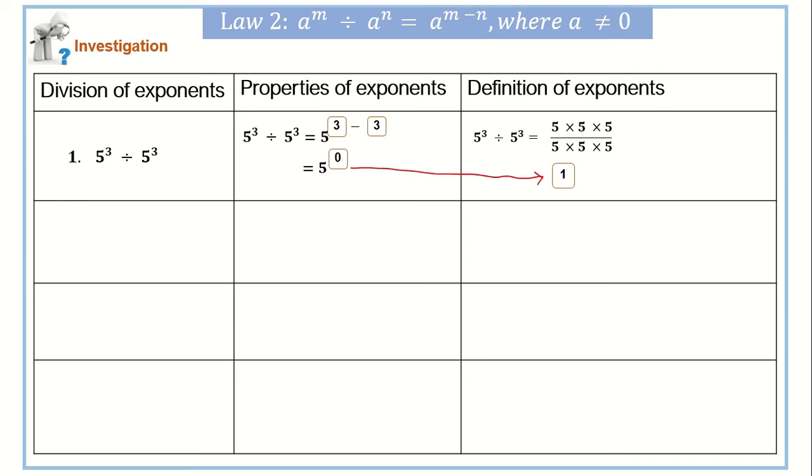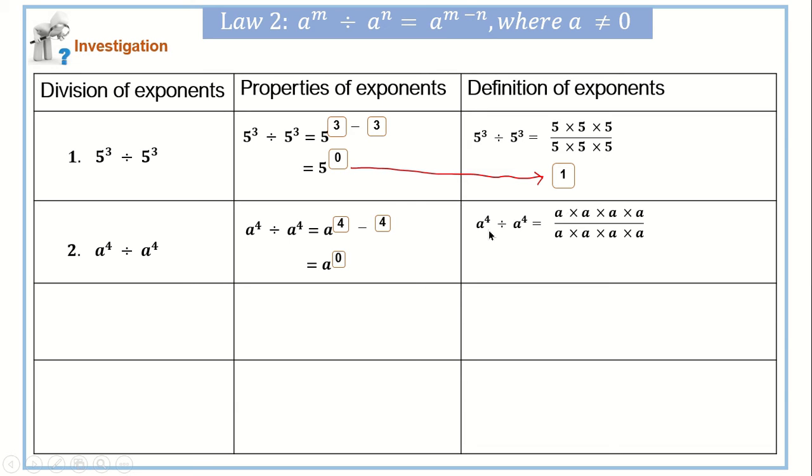Okay, now let us perform another investigation. Look, we have a to the power of 4 divided by a to the power of 4. Now, using the laws of exponents, since the bases are the same, we will subtract the powers. Okay, now 4 minus 4 will give us 0. Now we have a to the power of 0. But then, what does it mean?